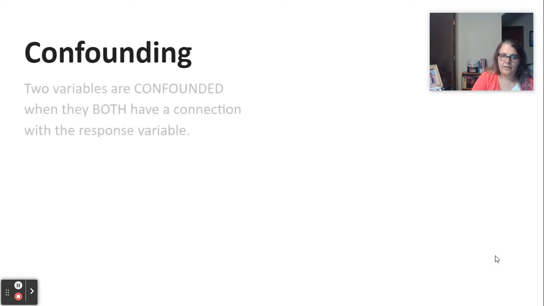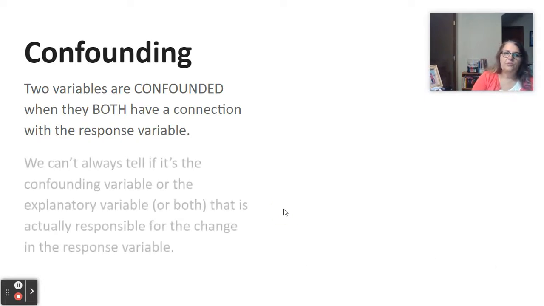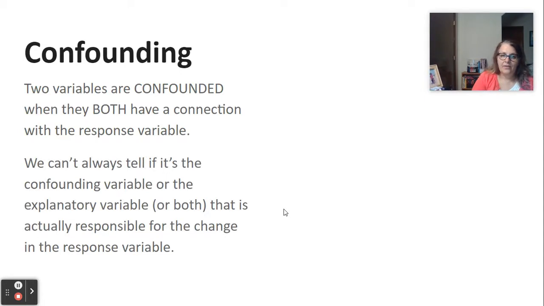Confounding is that two variables are confounded when they both have a connection with the response variable. So in other words, on that SAT prep class, you don't know, is it because the kids care about their grades and are probably very studious, or is it because they took the SAT prep class? So you can't always tell if it's the confounding variable or the explanatory variable, or could it be both that is actually responsible for the change in the response variable?